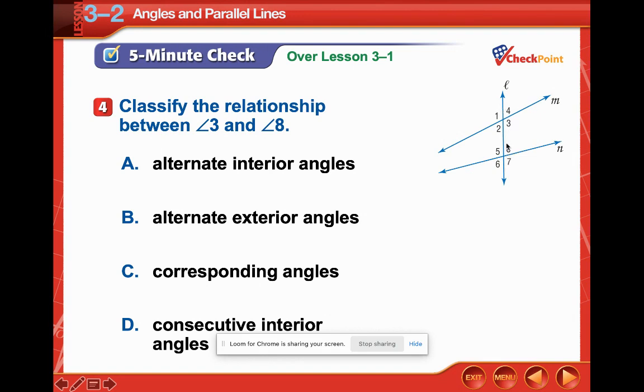Like I said, they're on the same side, so they can't be alternate, so they're not alternate exterior. And they're both interior angles, so they're definitely not alternate exterior. It's like the opposite of alternate exterior.